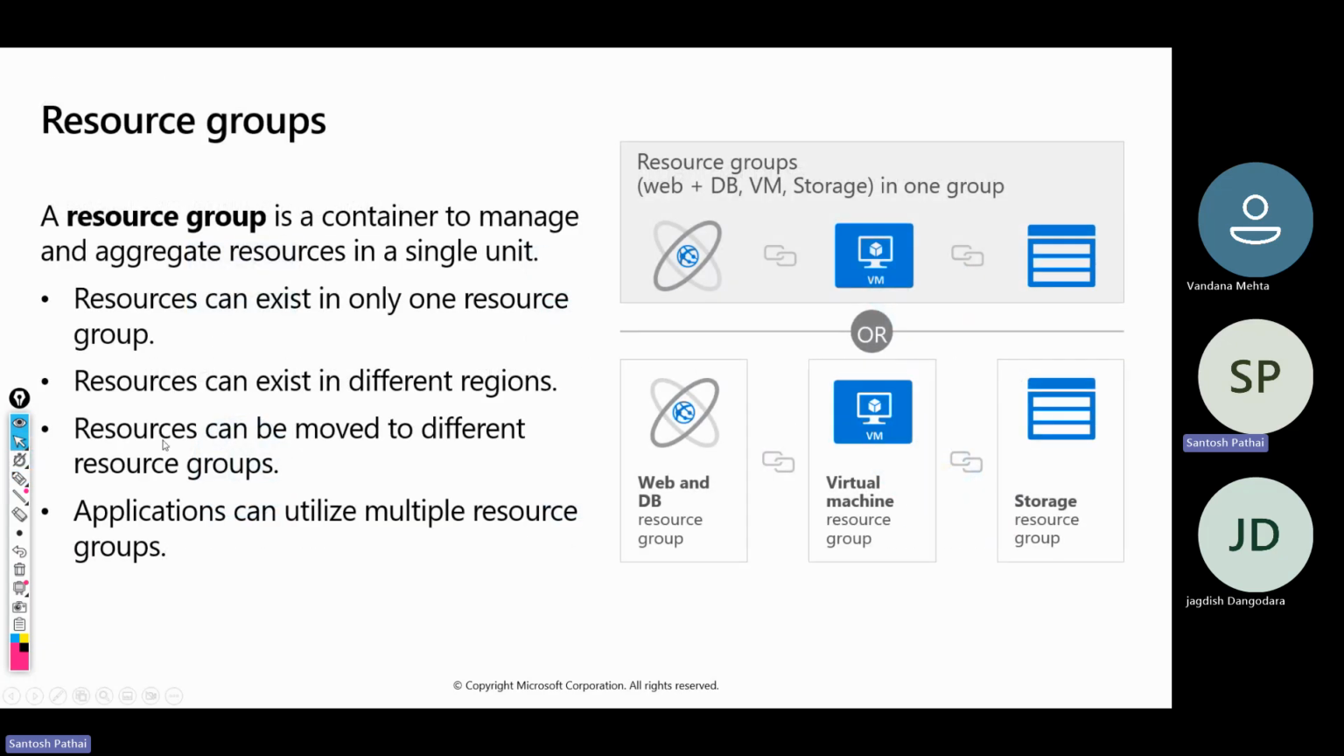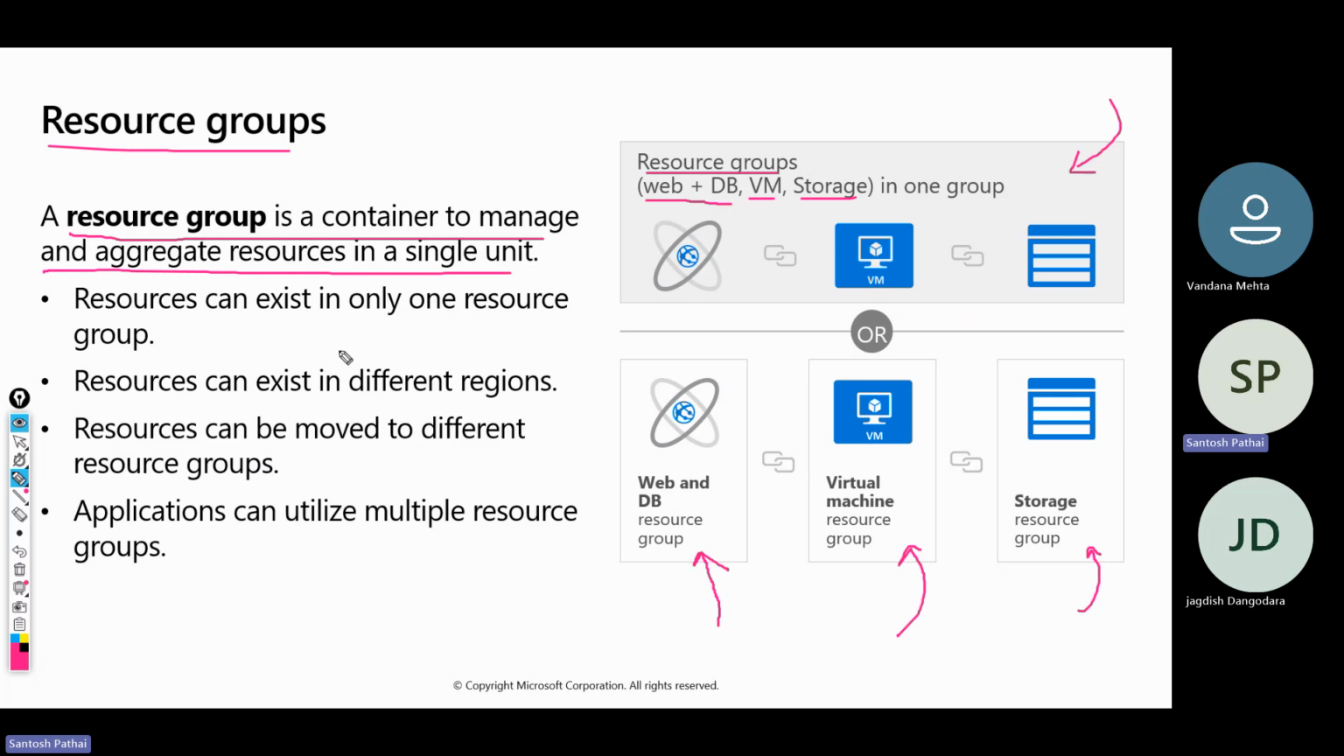Now, when we talk about a resource group, what is a resource group? It is basically like a container. For example, I can have a resource group where I'm creating a web plus database, virtual machine and storage in a single resource group, or I can create a separate resource group for database servers and web servers, a separate resource group for virtual machines, a separate resource group for storage accounts, etc. And all can be in the same region. So a resource group is like a container to manage and aggregate resources in a single unit.